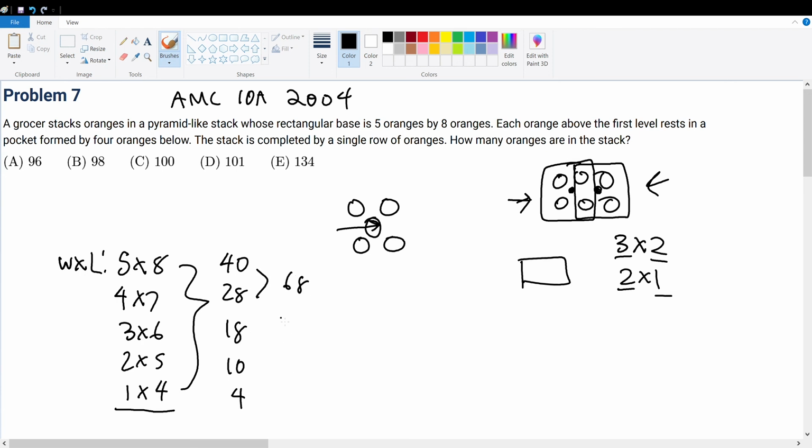This gives 68. This gives 28. Plus 4 gives 32. Plus 68 gives 100. So the solution to this question will be answer choice C.